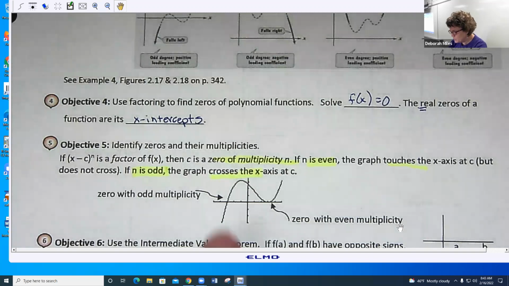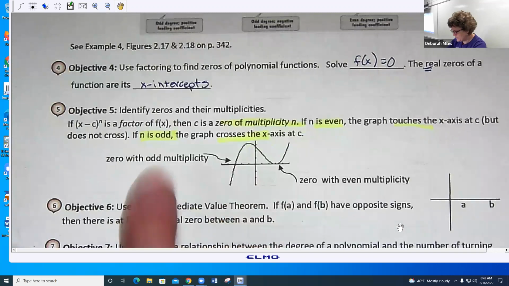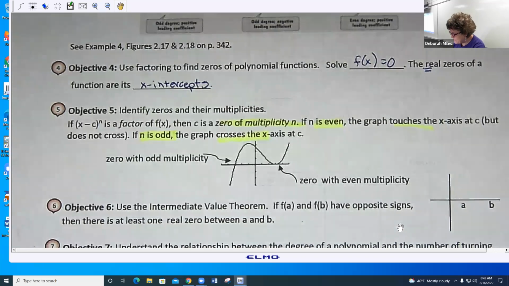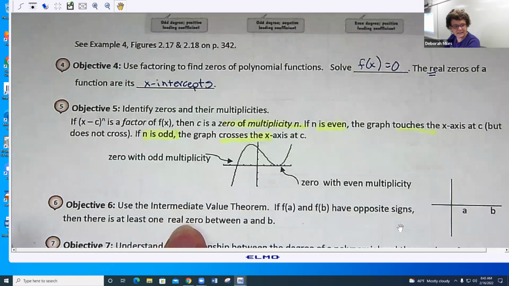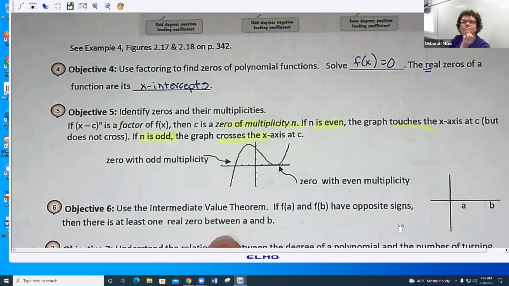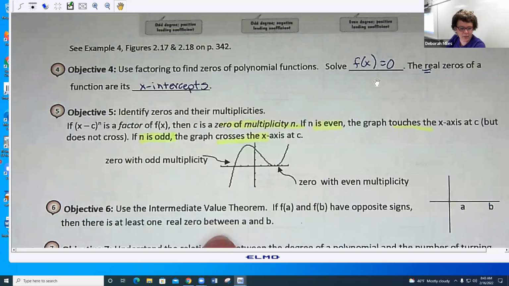All right, we'll talk more about that when we get to these problems on the back. Let me go ahead and mention objective 6. It's important. We're not really going to use it. It's important in solving other theorems in calculus, and it can tell you how to find the zeros of a polynomial, but it's not the most efficient way to find the zeros of a polynomial.